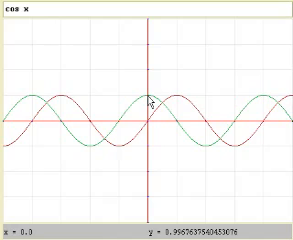Notice that this has a period similar to the sine function. It starts at 1, goes down to -1, and then comes back to +1. It takes 2 pi radians to complete that cycle. And just like the sine function, it's oscillating between 1 and -1 because it can't go beyond that on the unit circle.